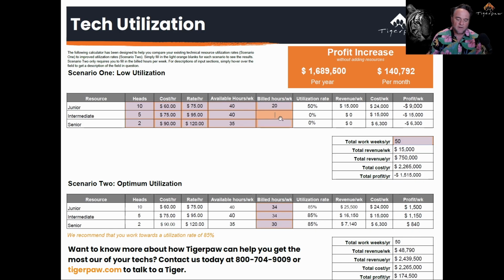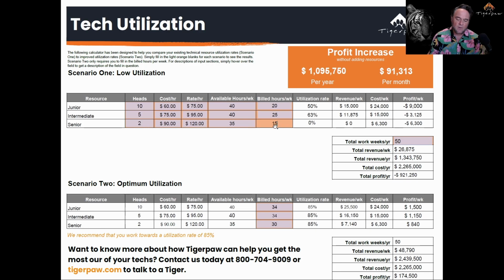And for the intermediates, because they do have some other tasks, they're a little more skilled, probably working on some things for you internally, maybe we're looking at about 25 billable hours for them. And for the senior technicians, looking at them as the most senior asset, maybe we're actually getting fewer billable hours out of them because they really are handling more of the tougher items in the organization. And we'll say that for the case of the example it's 15 billable hours that we're getting for them.